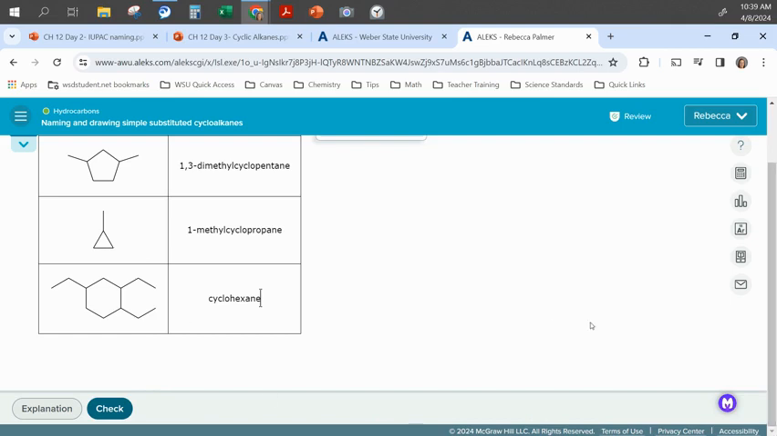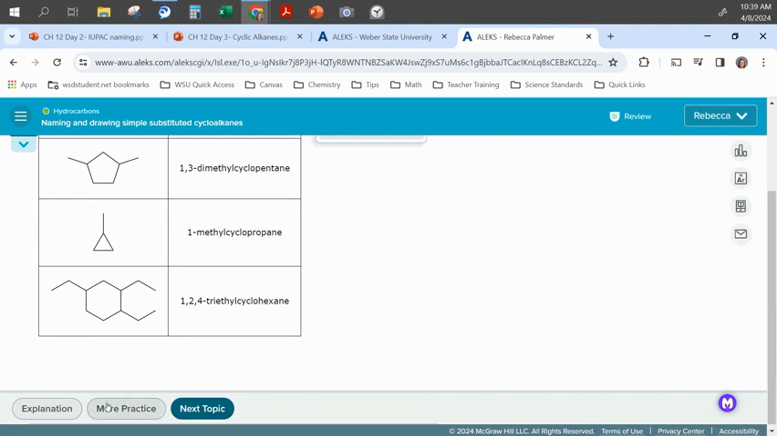1, 2, 4, and then there's 3 ethyls. Dash triethyl cyclohexane. Okay. Make sure that seems reasonable. I think so.